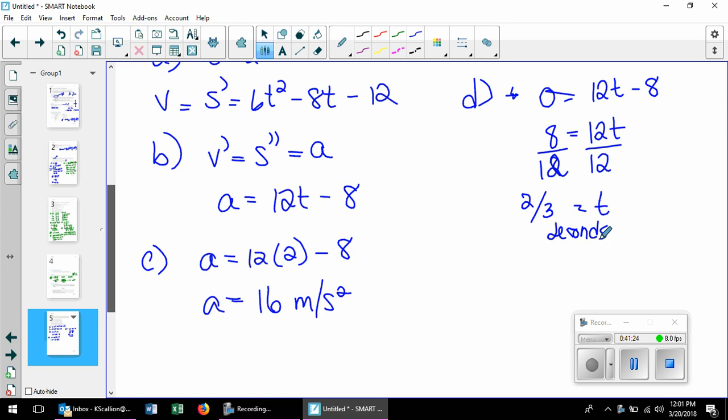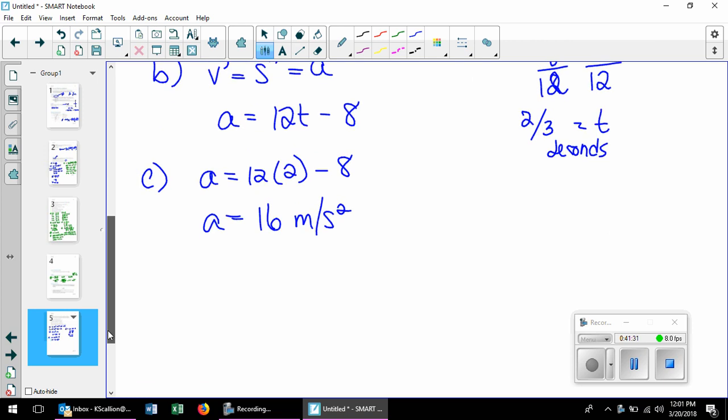Determine when the velocity changes from increasing to decreasing or decreasing to increasing. What do I need? I need the number line. I need the critical value of 2/3, so 0.6 repeating. What's my other critical value? 0. Your restriction carries down through your derivative levels. 2/3 seconds. Perfect.